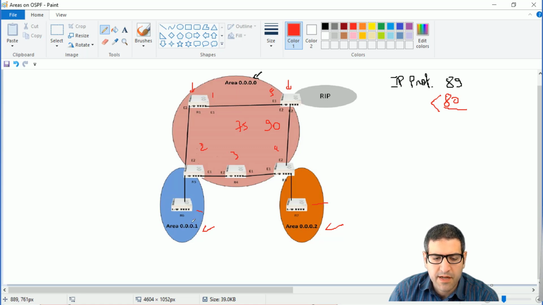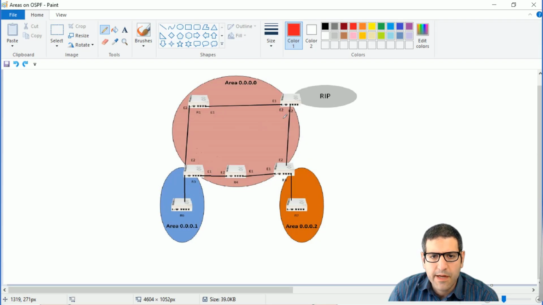Same here, when the calculation is happening on area 1, area 2 and area 0, the backbone, they don't know about the calculation which is happening here. This is just to limit the CPU processing and the memory usage for the routers which are inside these areas. Okay, so this is the first idea that I wanted to explain to you about areas.